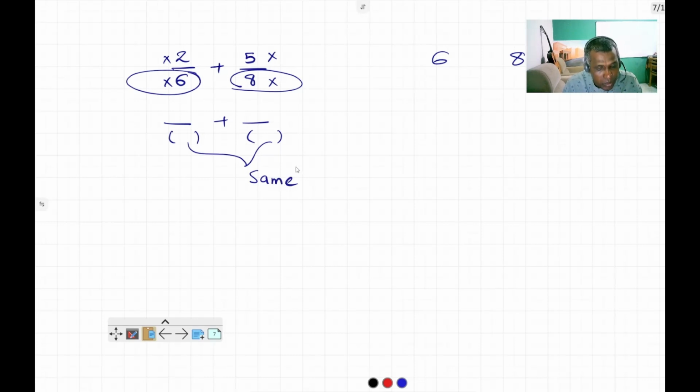Here's the example. If I want to get a multiple of 6 and a multiple of 8, these should be equal. They should be the same, common. That is the LCM, the least value.